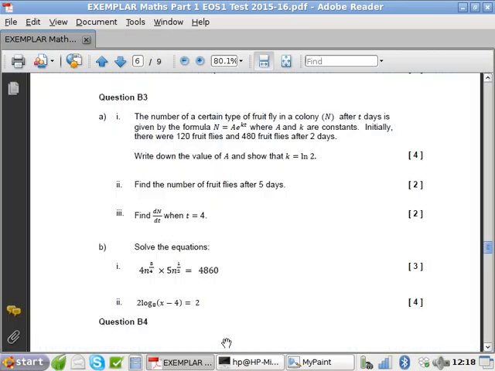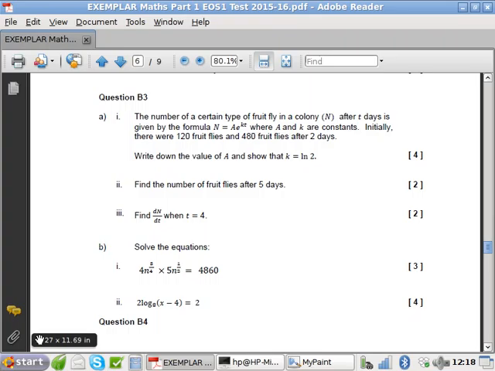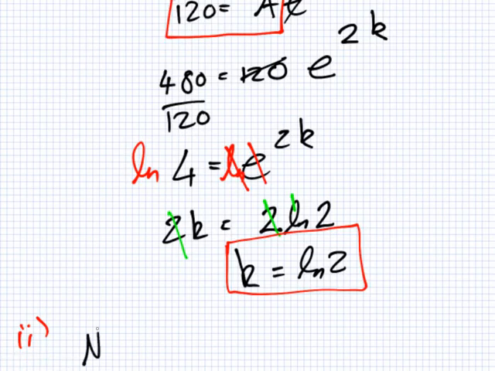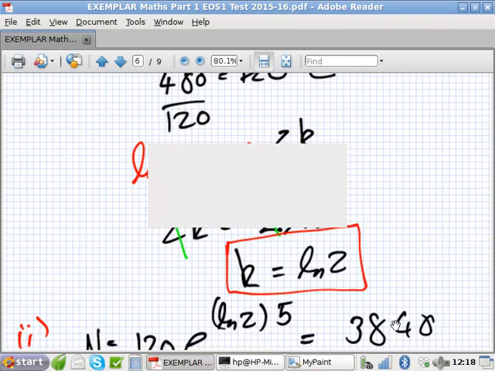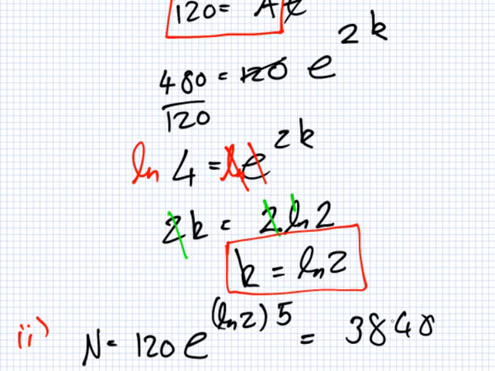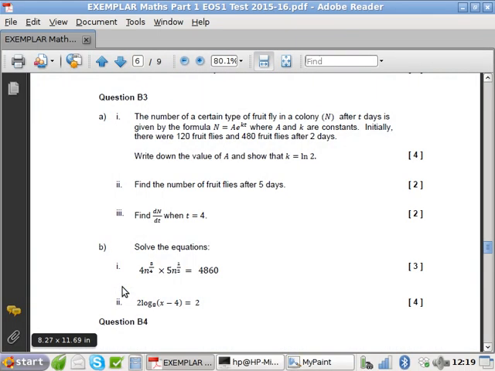Right, so the next part is find how many fruit flies there are after 5 days. So n equals A e^(kt), where t is 5 days. That gives 3,840. So that answers that part. Sorry, there's one part left in A still.